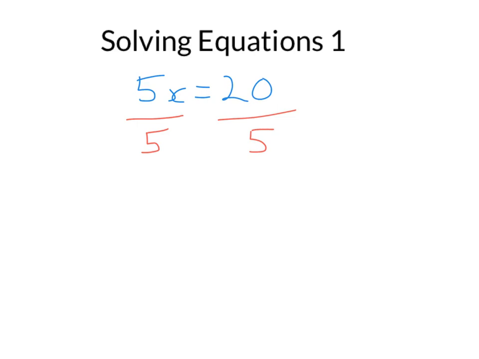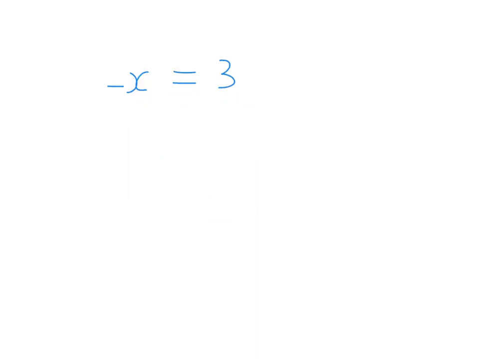Now on the left hand side, 5x divided by 5 will just give us x, because 5 divided by 5 cancels. On the right hand side, 20 divided by 5, you can do this in your head or use your calculator, but it will give you 4. And now you've solved your first algebra equation. x on the left hand side, 4 on the right hand side. So we know that x is equal to 4.